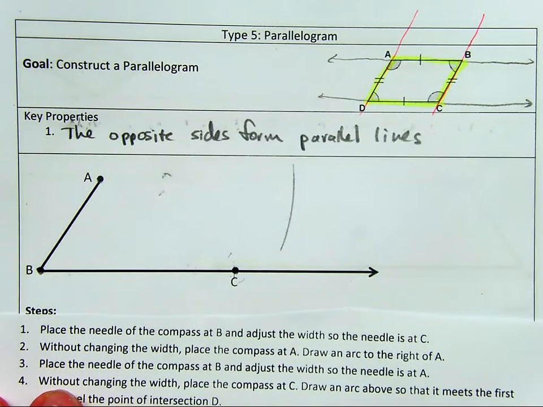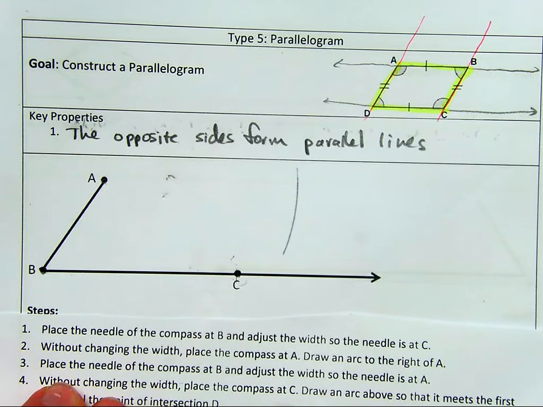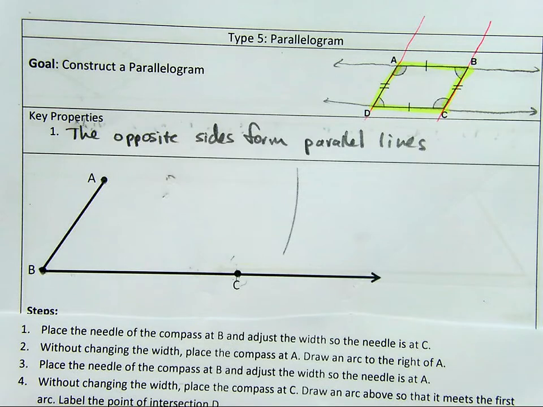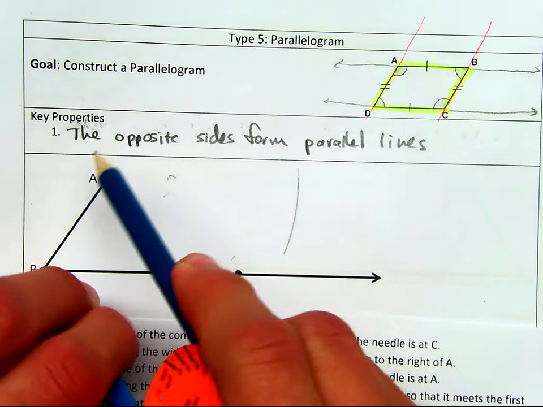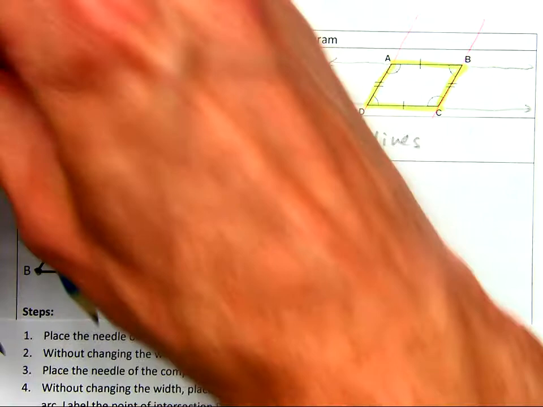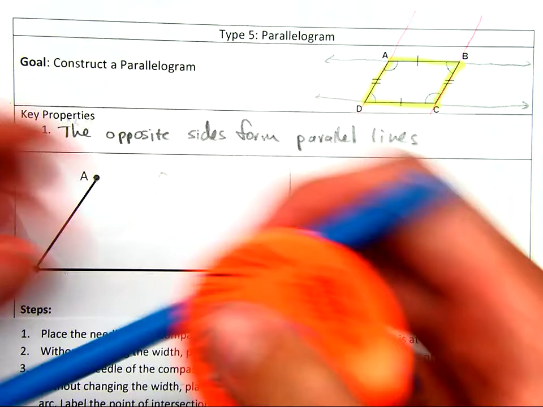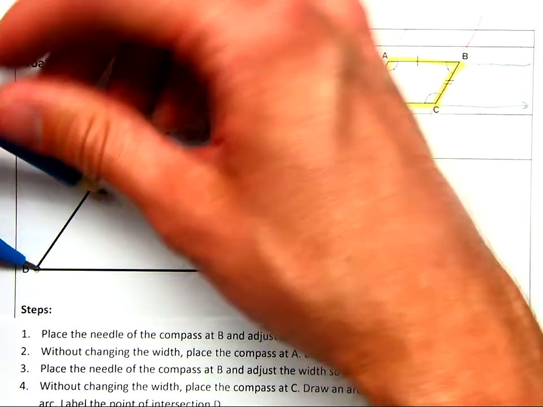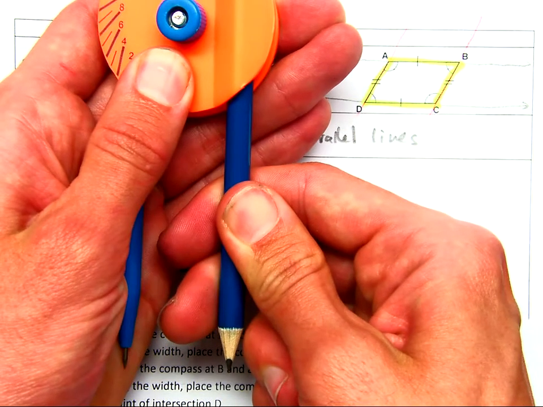Okay, we did step 2. Alright, now we need to do step 3. Place the needle of the compass at B and adjust the width so the needle's at A. Don't force it. Spin the circle if you have to, but don't break these, please. You can also push the pencil in towards the compass a little bit to help.